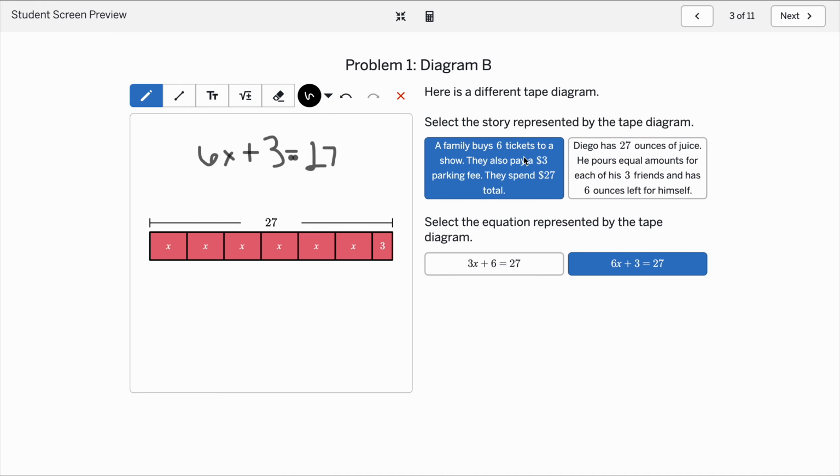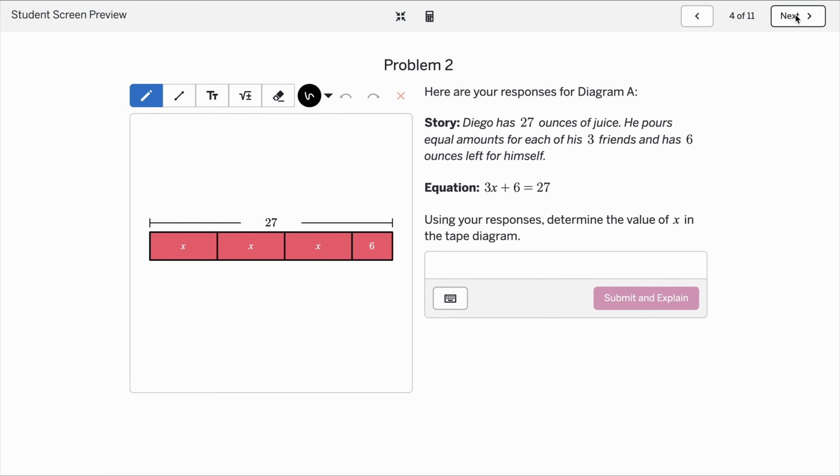A family buys 6 tickets, and they pay a $3 parking fee, and they spend $27 total. So I know that's correct because there are 6 unknowns. I don't know how much the tickets cost, and I have 1, 2, 3, 4, 5, 6 unknowns in here. So that's the answer to that one.